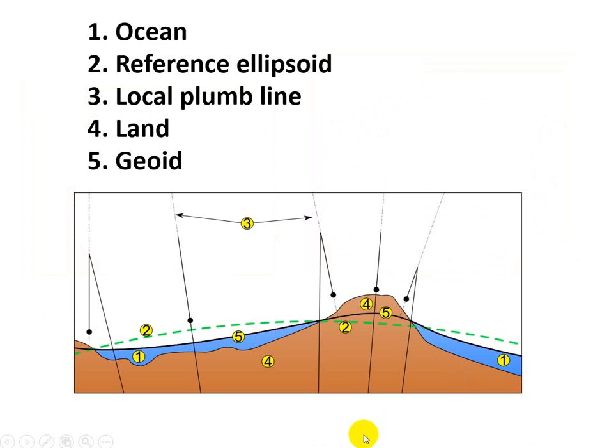But if we've got a big landmass right here, and our plumb bob is up high enough, actually this weight is going to be swung a little bit towards the big mass, because there's more mass and gravitational pull over here than there is over here. Number 4 is actually showing the land surface, and then number 5 is the geoid.